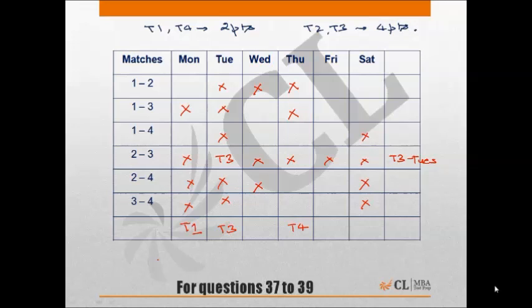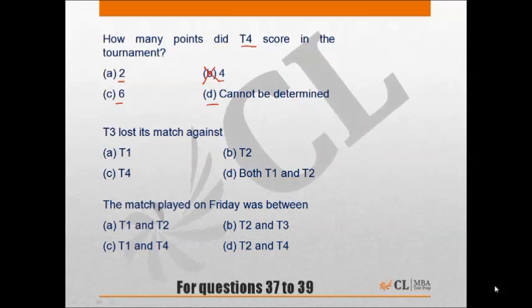Now before we proceed further, let us quickly go through the questions again. Question number 1. How many points did T4 score? Cannot be determined, is ruled out now. It has not scored 6 points. That means T4 scored 2 points. First question we have answered.